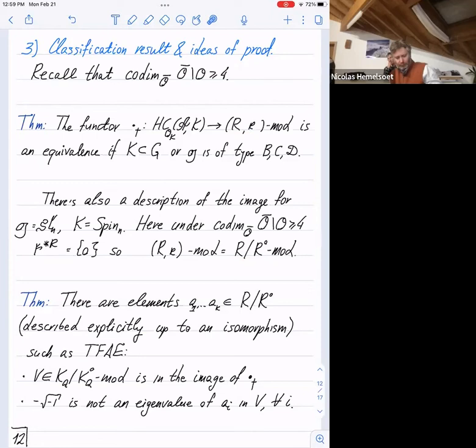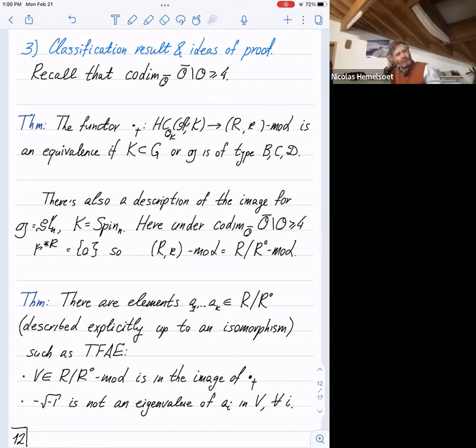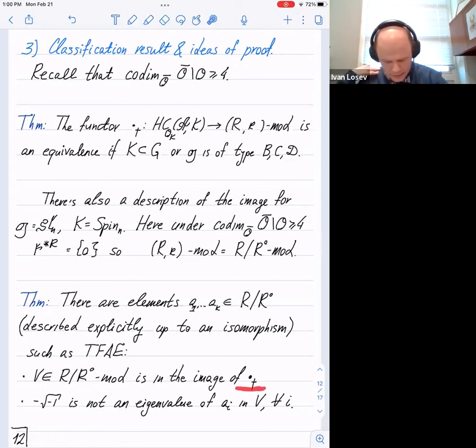Namely, it's a somewhat technical theorem, but the point is this: we have a bunch of elements in this component group. We can describe them explicitly up to some automorphism of this group. And that's a typo, this would be R. And then a representation of the component group lies in the image of the restriction functor if and only if minus square root of -1 is not an eigenvalue of one of these chosen elements in your representation. Okay, that's the answer. And that's what the answer in the SL3 case looks like.